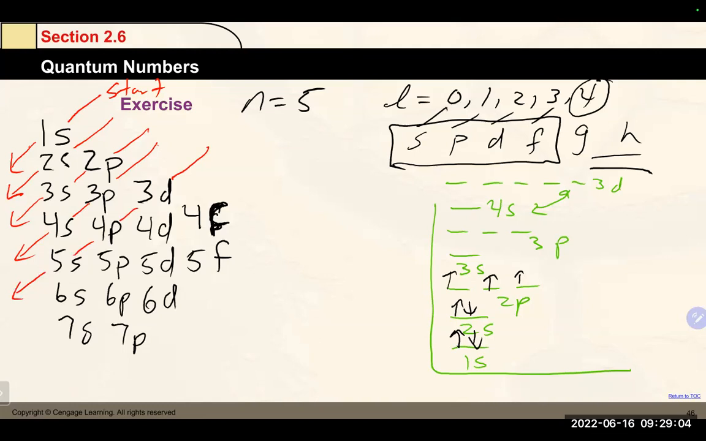If you know this or how to recreate it like I just did there, and you know that the s subshell could hold a maximum of 2 electrons, the p subshell is 6, the d subshell is 10, and the f subshell is 14, you should be able to write any type of electron configuration that you would need to do, which we will do, I guess, on Tuesday, as Monday is a holiday, I believe.